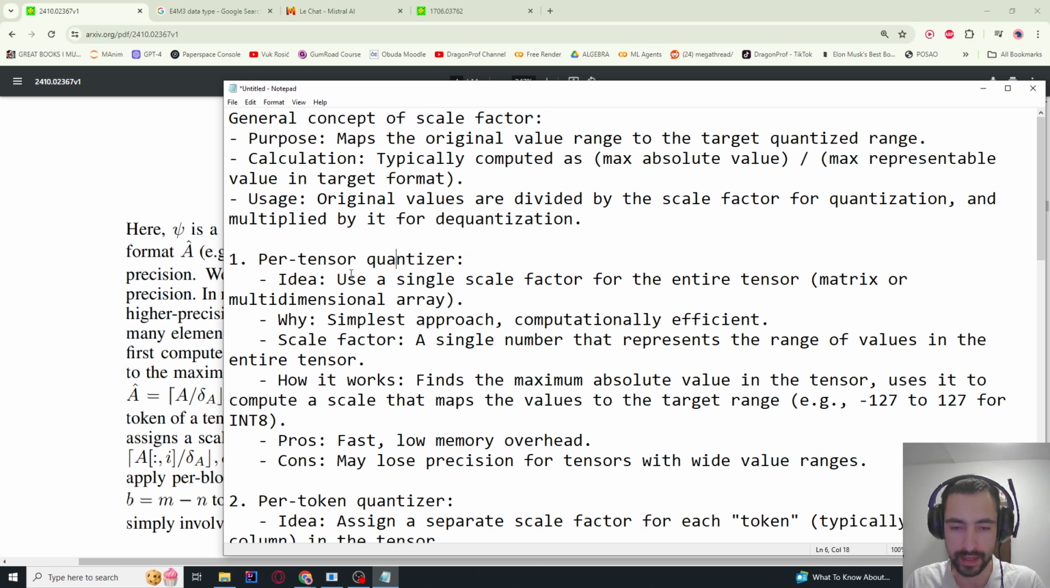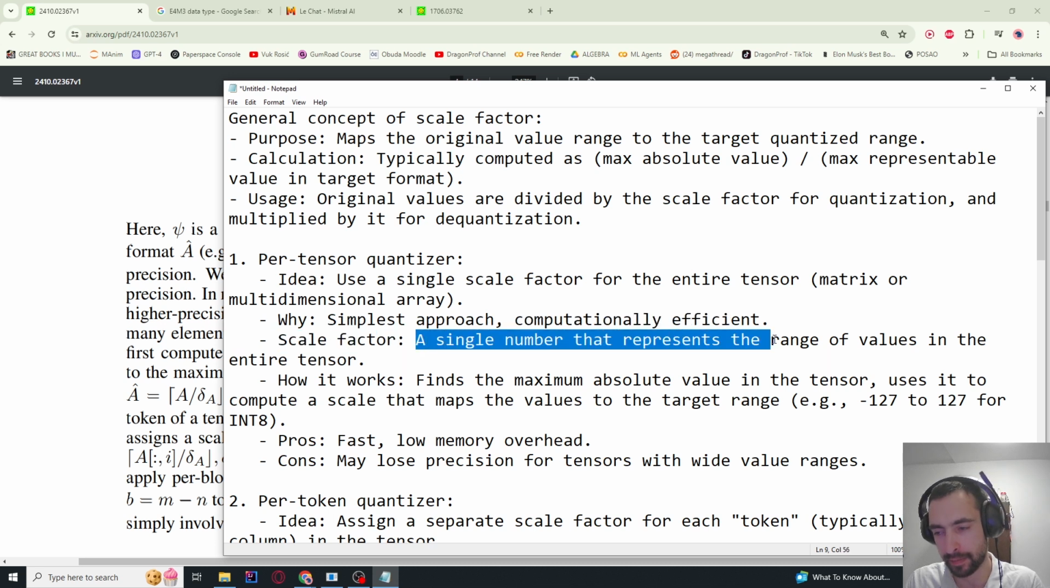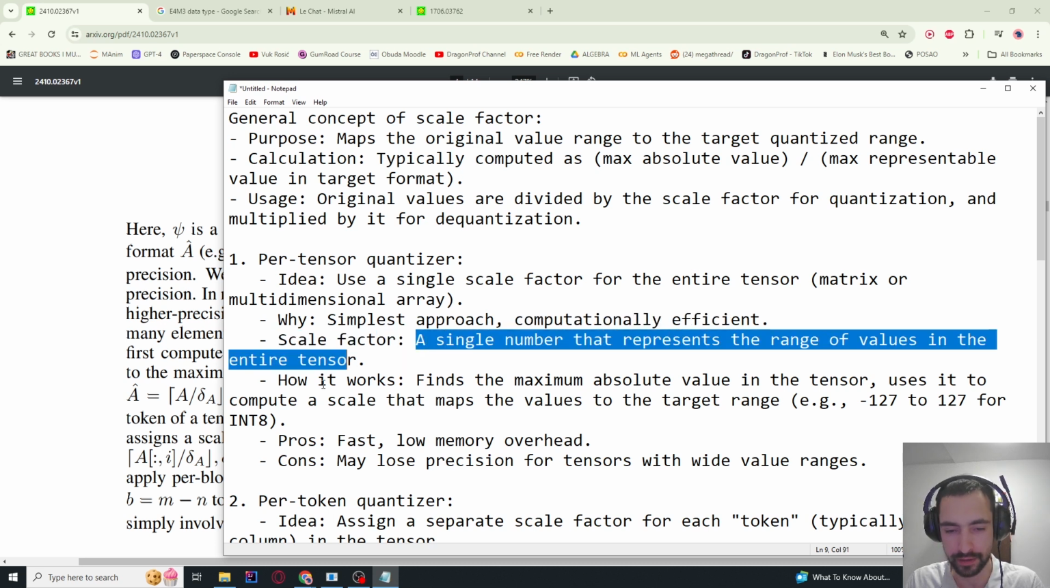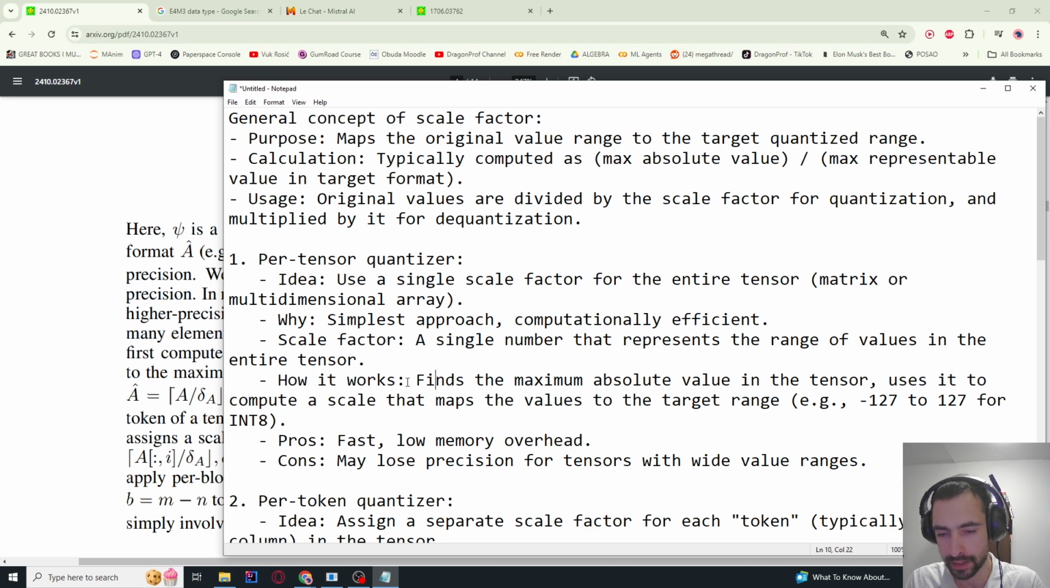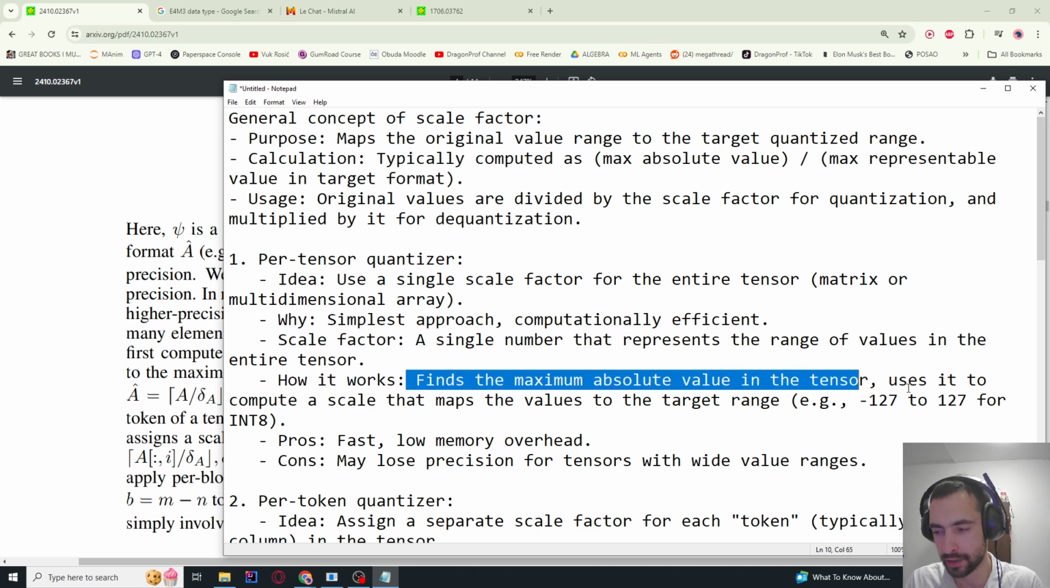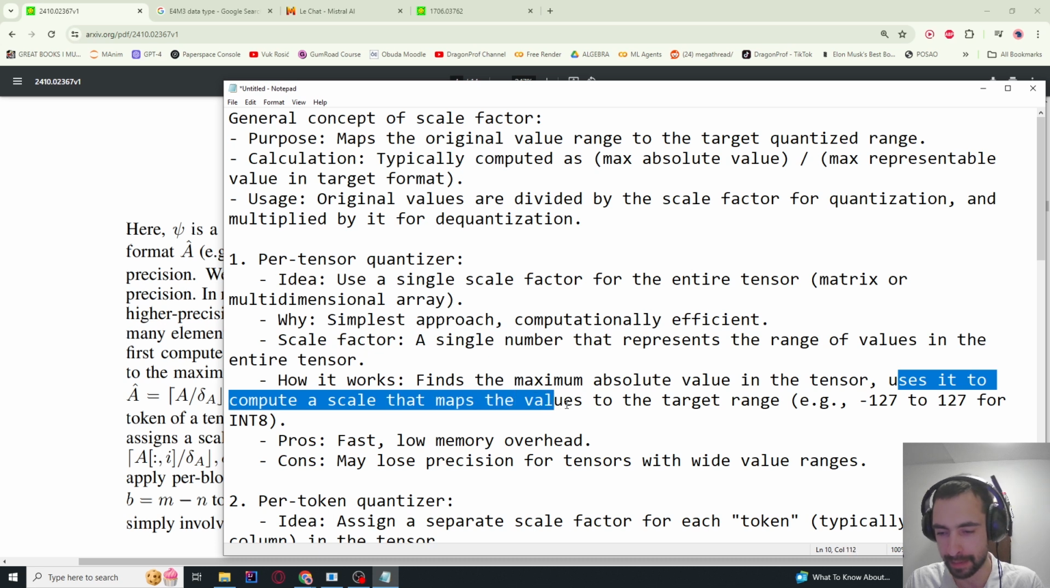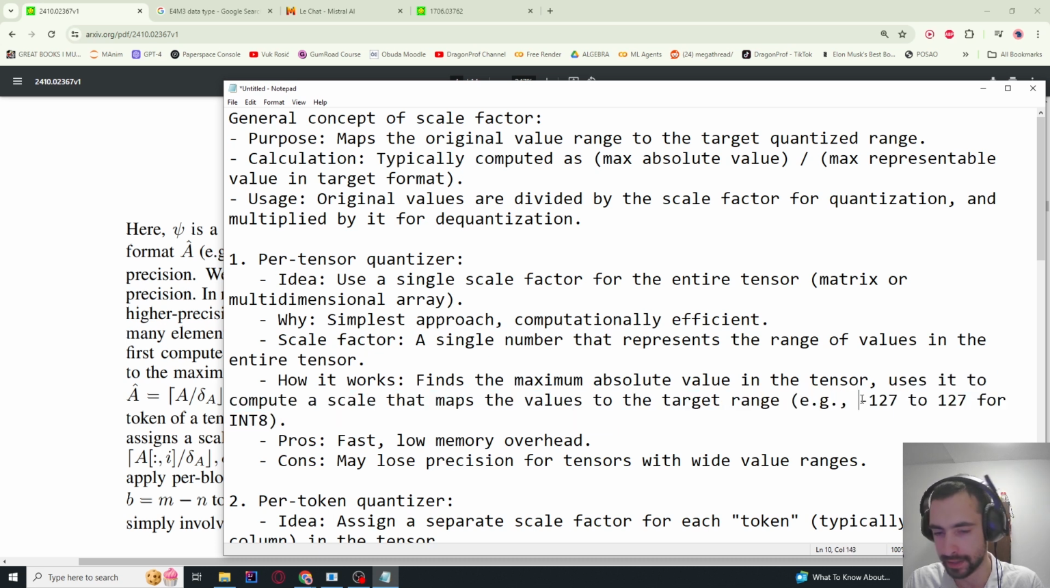Per tensor quantizer idea: use a single scale factor for the entire tensor, matrix, or multidimensional array. Why? It's the simplest approach and computationally efficient. The scale factor here is a single number that represents the range of values in the entire tensor. How it works: find the maximum absolute value in the tensor and use it to compute a scale that maps the values to the target range, for example this range for int8. So it's fast, has low memory overhead, and may lose precision for tensors with a wide range of values.